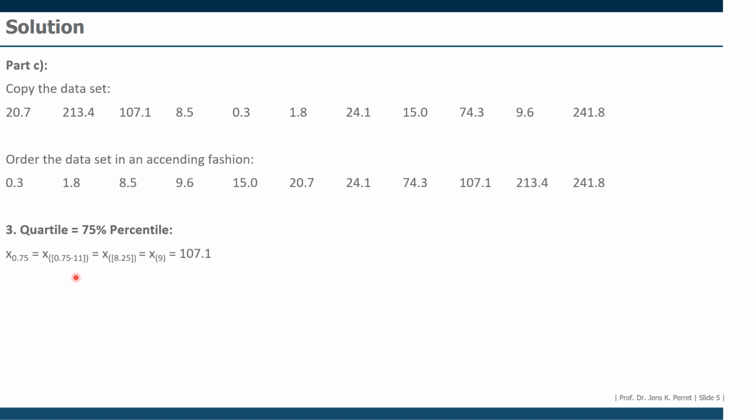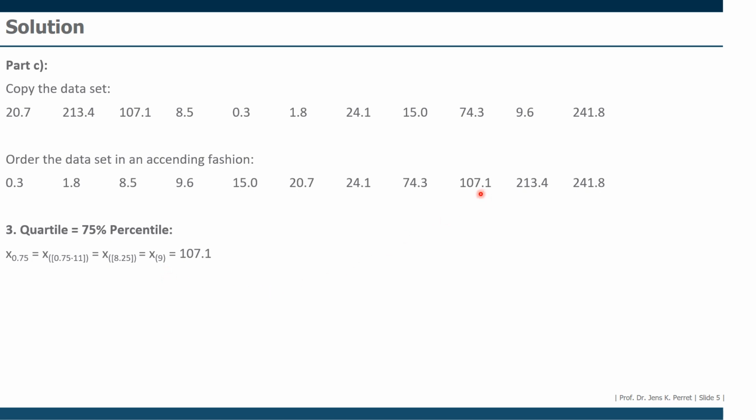So now we're going to multiply 0.75 times 11, giving us 8.25, rounded up, and it's always rounding up, even if it's 0.25, rounding up is 9. The 9th observation is 107.1.